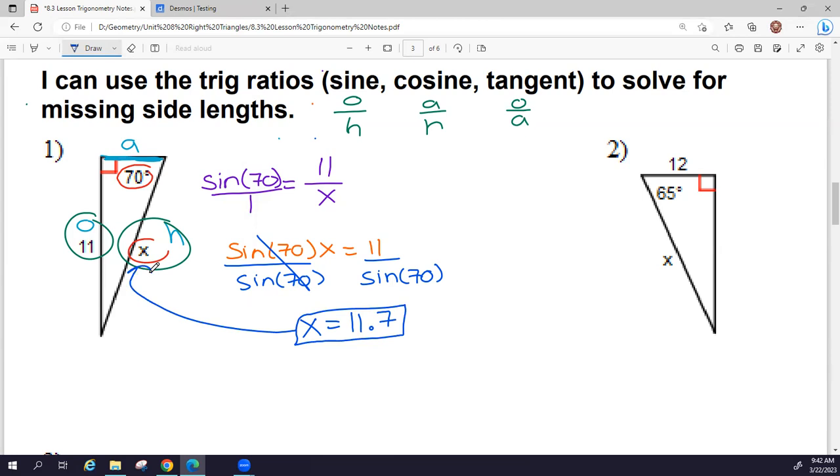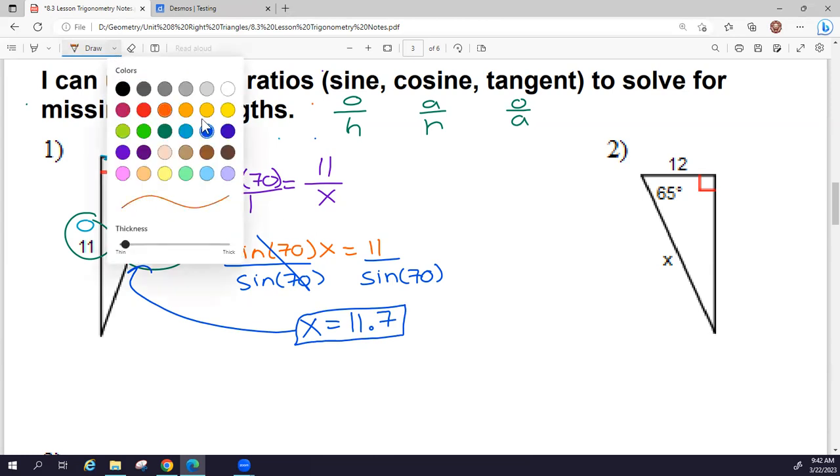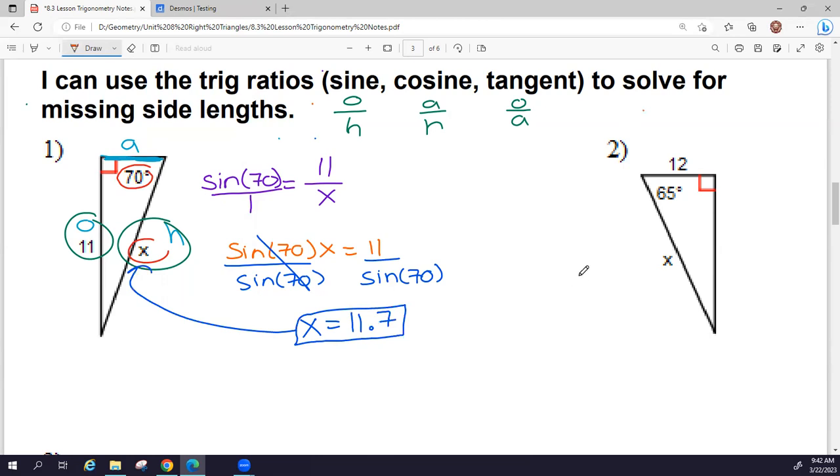The important thing is to make sure our calculator is in degree mode because we're measuring these angles in degrees. There is another measurement for angles called radians, which is why that's the other option, but we're not dealing with that right now, so make sure you're in degree mode. Let's do a couple more.